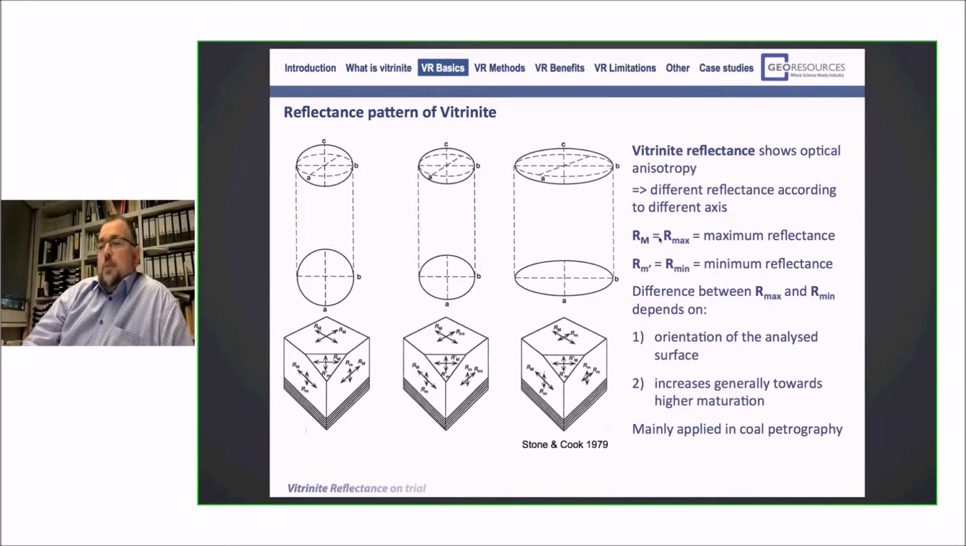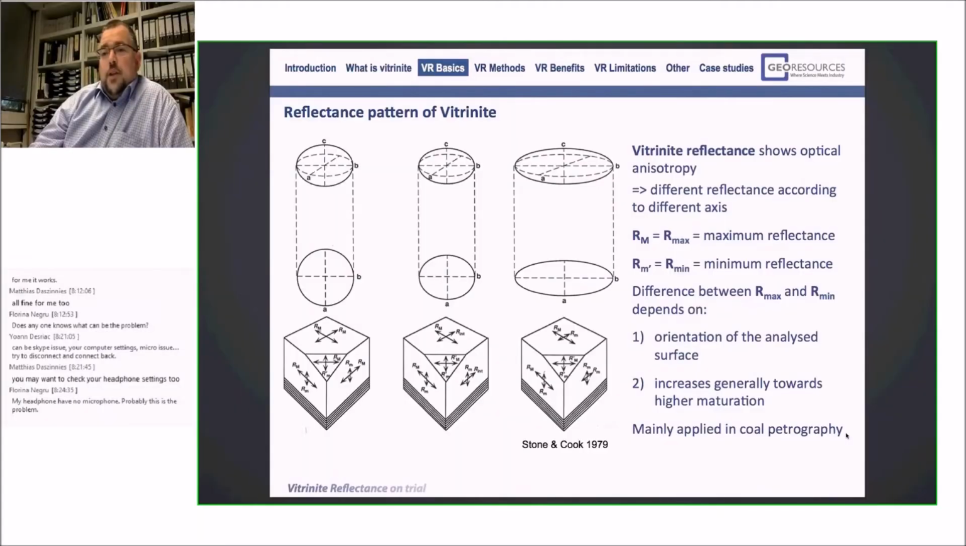The analysis of Rmax and Rmin is mainly applied in coal petrography because you have large vitrinite fragments, and just by rotation you can quantify the reflectance and exactly measure Rmax and Rmin. So in coal petrography, it's a commonly used analysis.